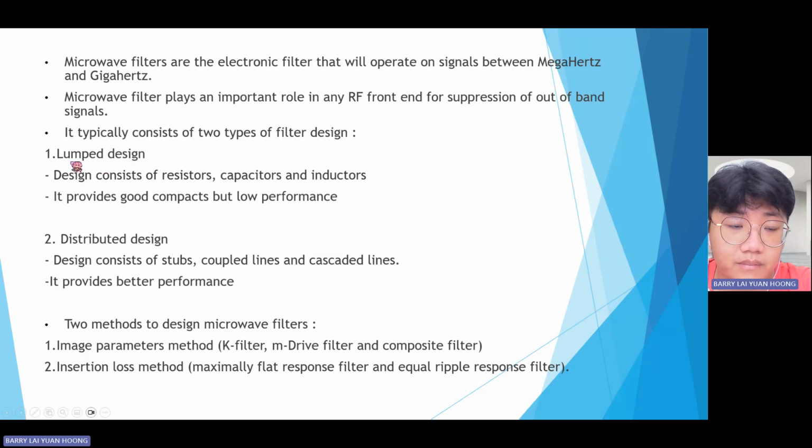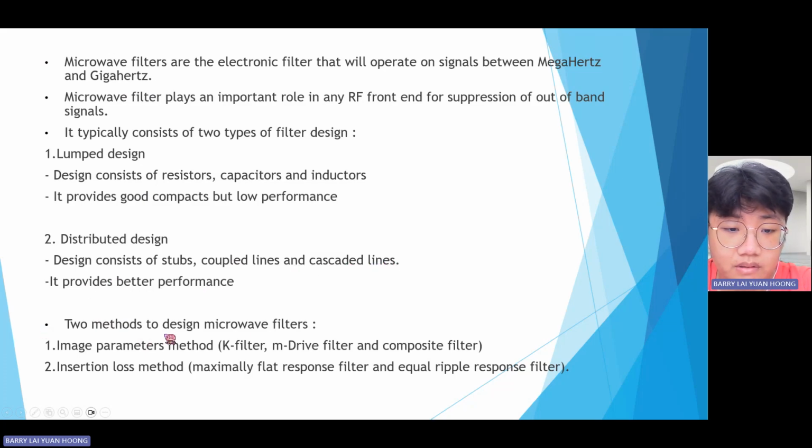The first one is the lumped design. This design consists of resistors, capacitors, and inductors, and it provides good compactness but low performance. The second is the distributed design, which consists of stubs, coupled lines, and cascaded lines. It provides better performance.